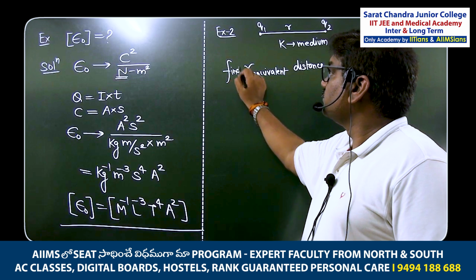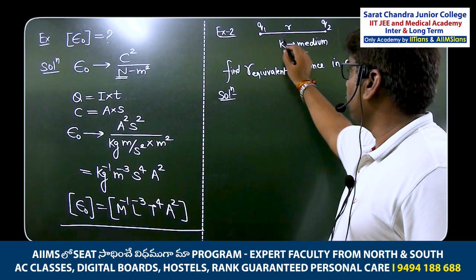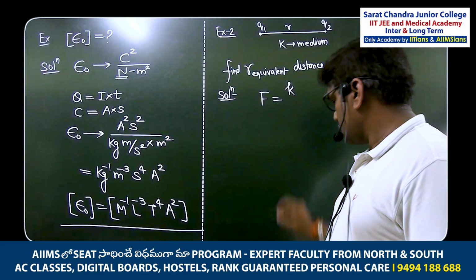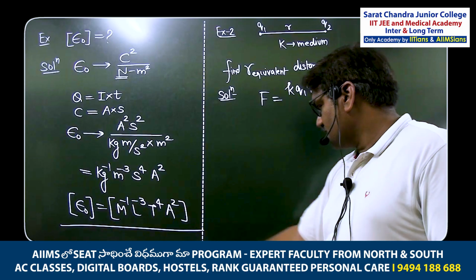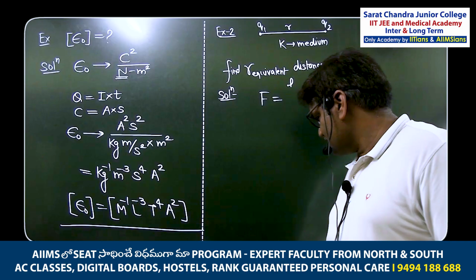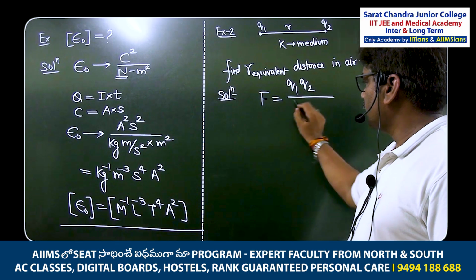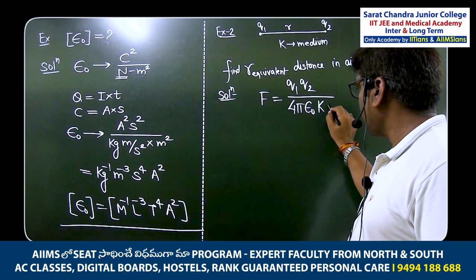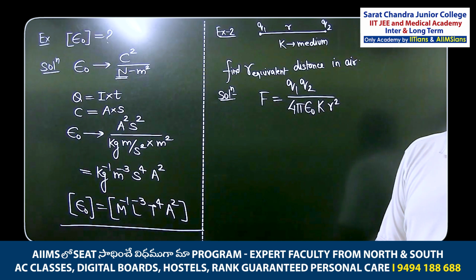What does it mean? See, it means if I ask what is the force, children? K Q1 Q2. We take this K out and keep it in terms of epsilon naught, it has become a habit. Q1 Q2 by 4 pi epsilon naught K into R square. All right.